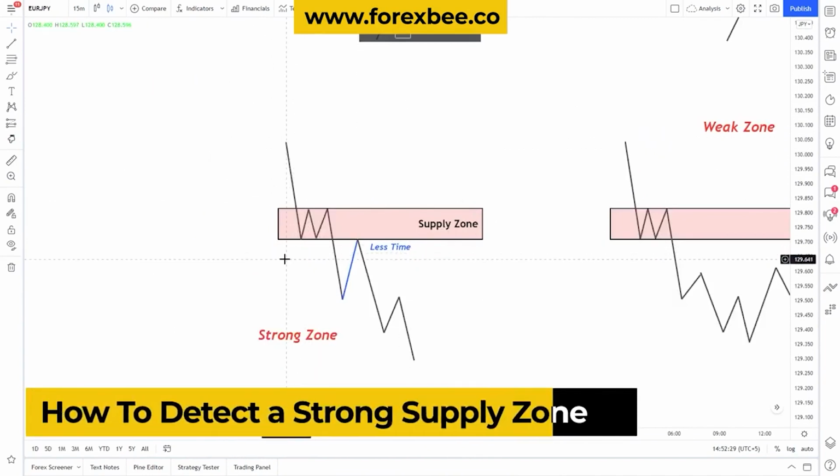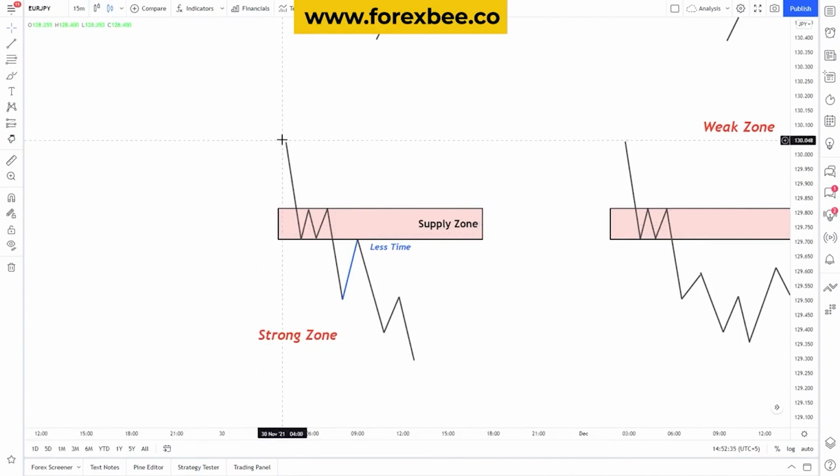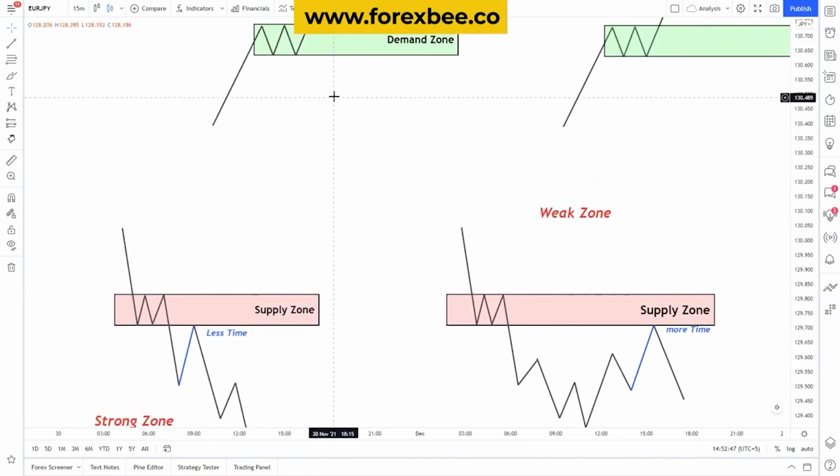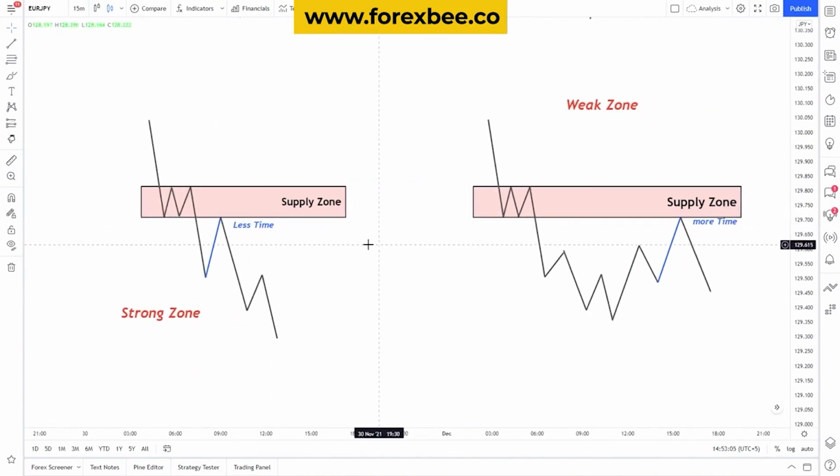Now let's see how you can differentiate a strong supply zone from a weak supply zone. Here we can see a supply zone forming, which is a drop supply zone, and just as we saw in the demand zone, the same is the case with supply zones. After the formation of the supply zone, if the price comes back to the supply zone as early as possible, then it is a strong supply zone. If the price takes some time and keeps moving below the zone and then goes back to that supply zone after a while, then it's a weak supply zone.